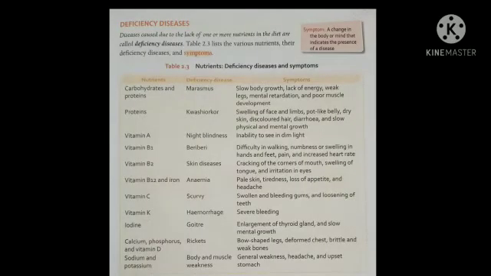Now the next is deficiency diseases. So students, diseases that are caused due to the lack of nutrients in the diet are called deficiency diseases. Now here we are going to discuss these diseases and their symptoms one by one. So firstly, know what a symptom is. A symptom is a change in our body that is a sign of illness.